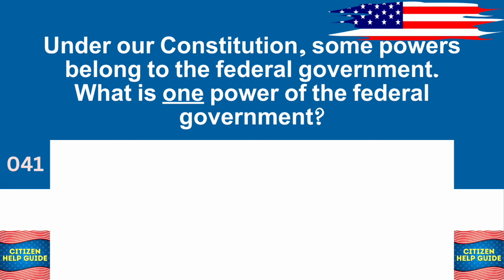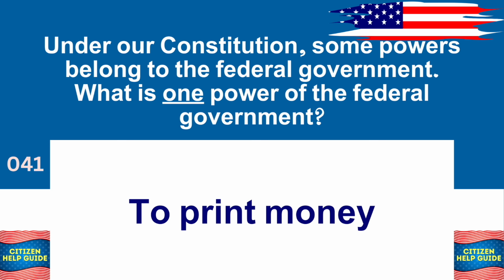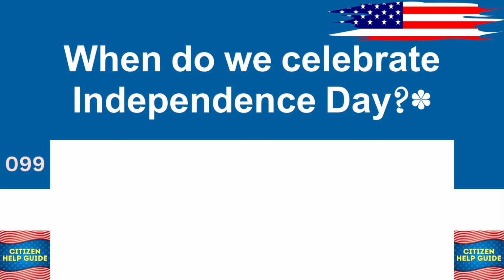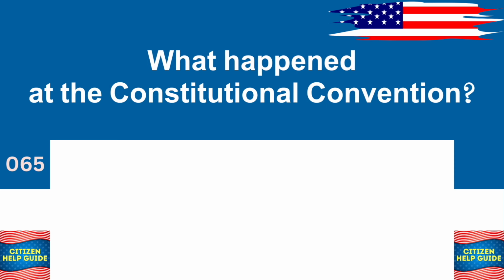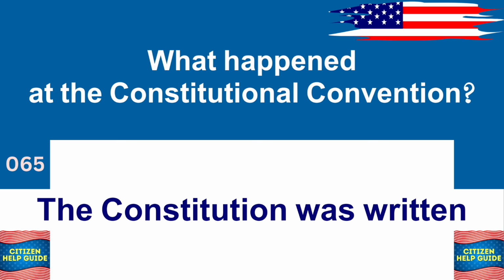Under our Constitution, some powers belong to the federal government. What is one power of the federal government? To print money. When do we celebrate Independence Day? July 4th. What happened at the Constitutional Convention? The Constitution was written.